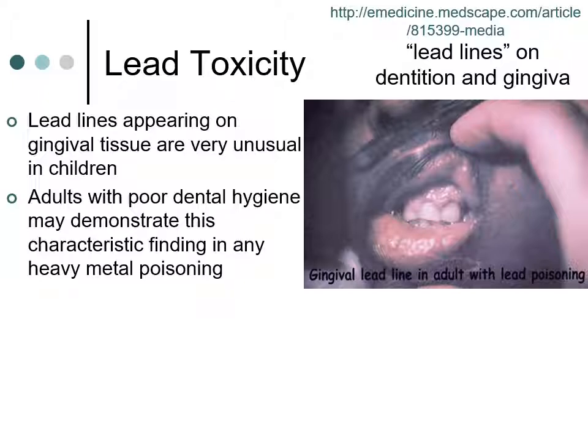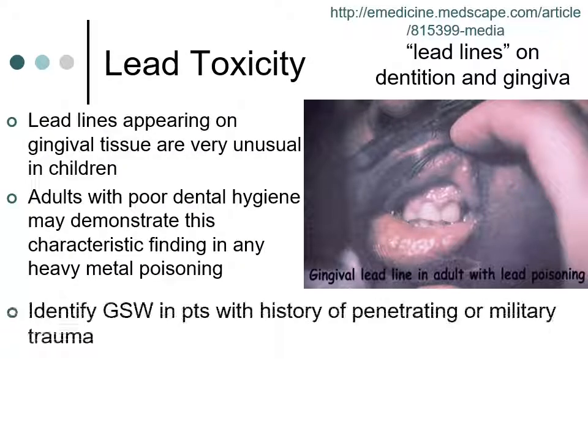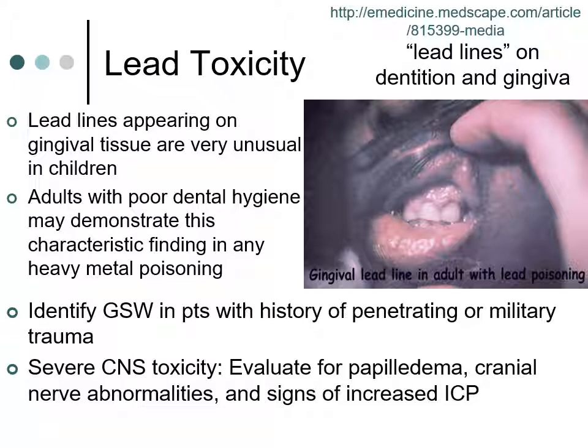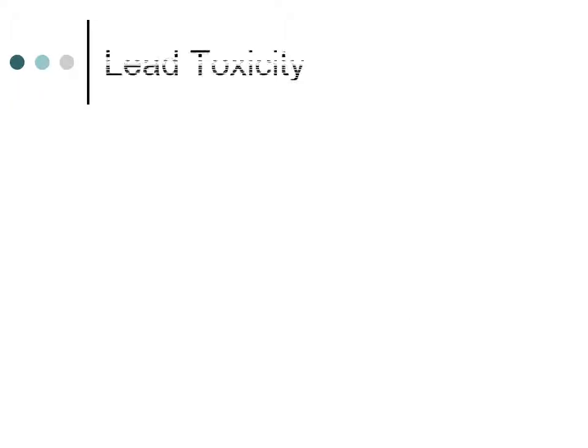You can even see lead lines that can form in the gingival tissue, especially if patients have poor dental care. One of the other things you might see in the bones, if you do an X-ray, is lead lines in small children due to lead being deposited in place of calcium in the bones. That's going to be more with chronic exposures. With severe CNS toxicity, you can expect to see papilledema, cranial nerve abnormalities, and signs of increased ICP, and we worry about cerebral edema developing. Seizures can also present with some of those more severe CNS toxicities.